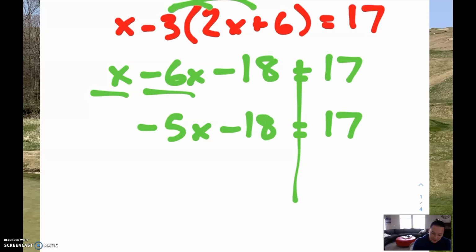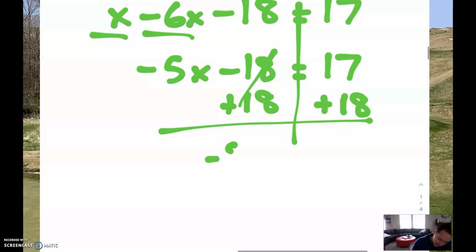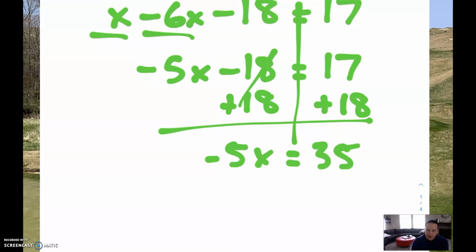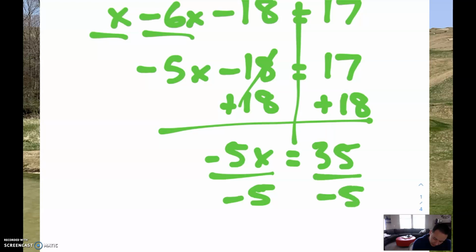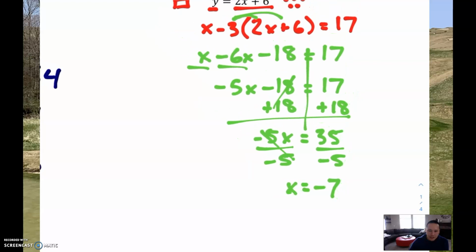We still need to get rid of the minus 18, so let's go ahead and do that by adding 18. And we get negative 5x equals 35. Now x is being multiplied by a negative 5, so to cancel that out, we're dividing by negative 5. And we get x is equal to negative 7. And now we've solved for x. However, we still need to solve for y.